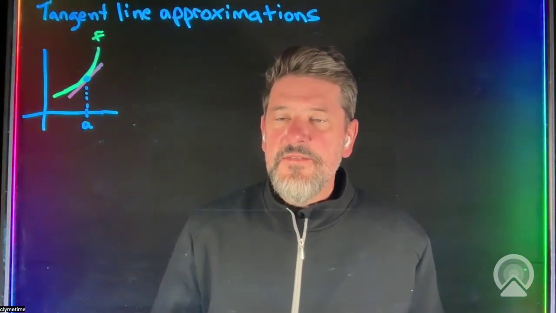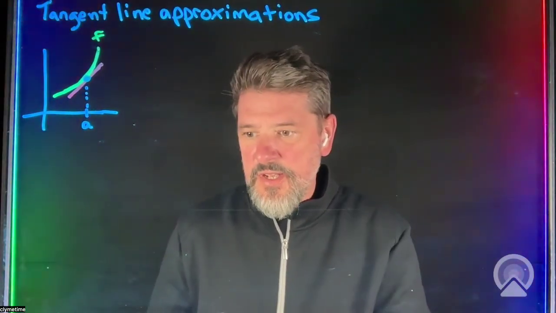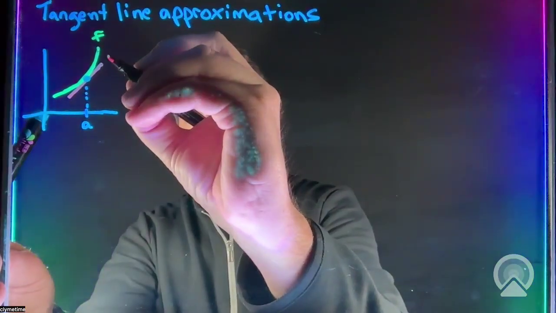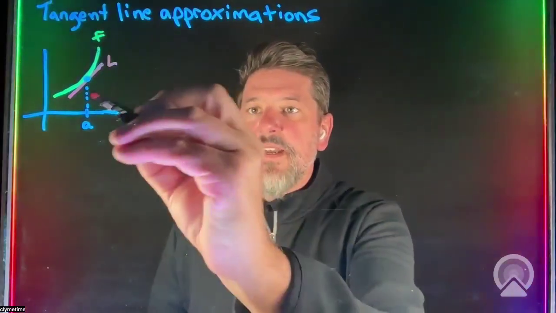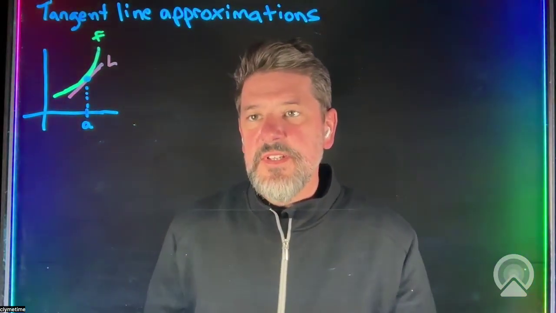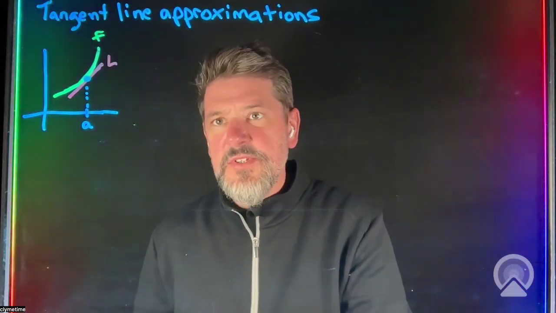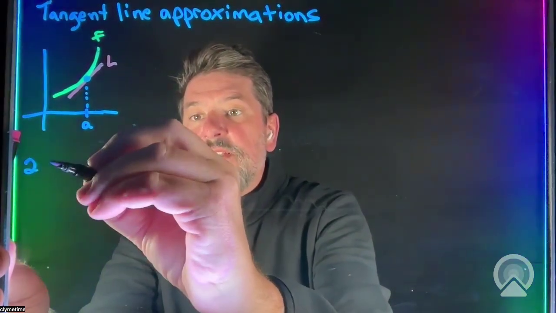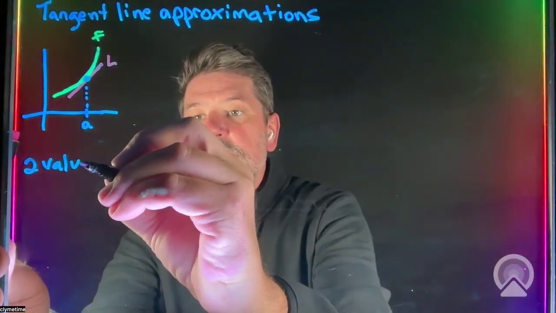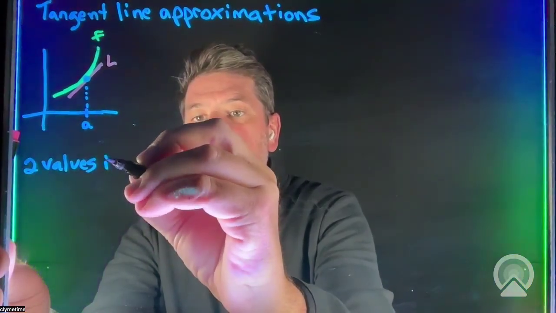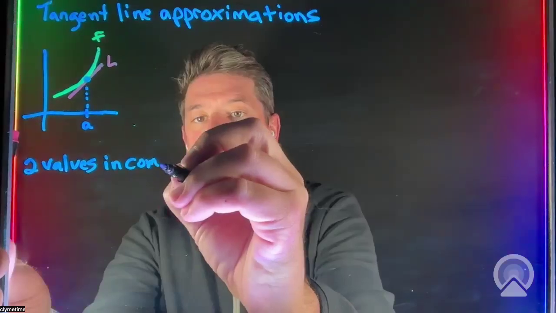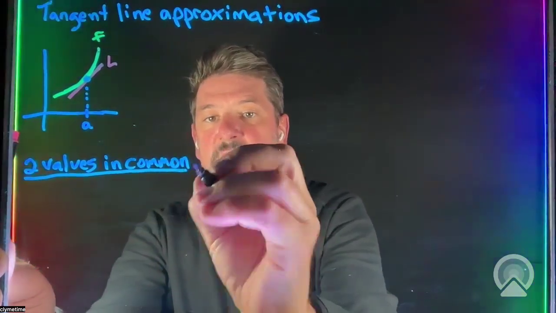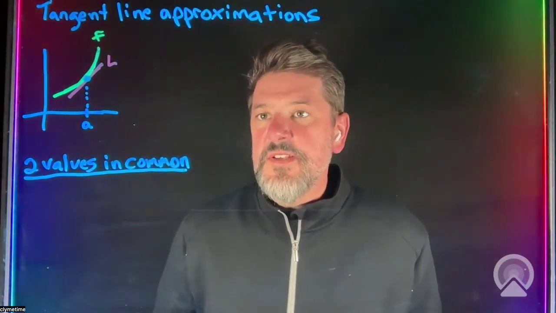So what do the function and the tangent line have in common? We're going to call the tangent line L, or line. So the pink line is L, and the function curve is f. Well, it turns out they have two values in common. We want to look at both those values. Maybe you can predict what those two values are right now.